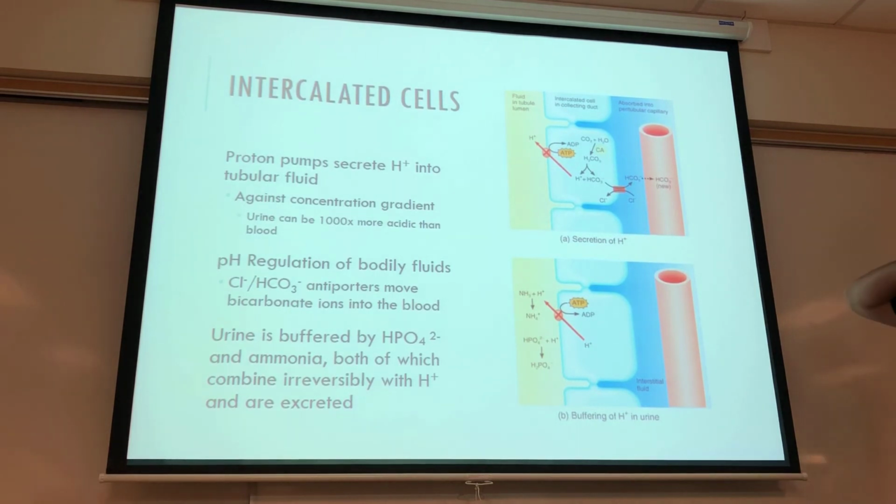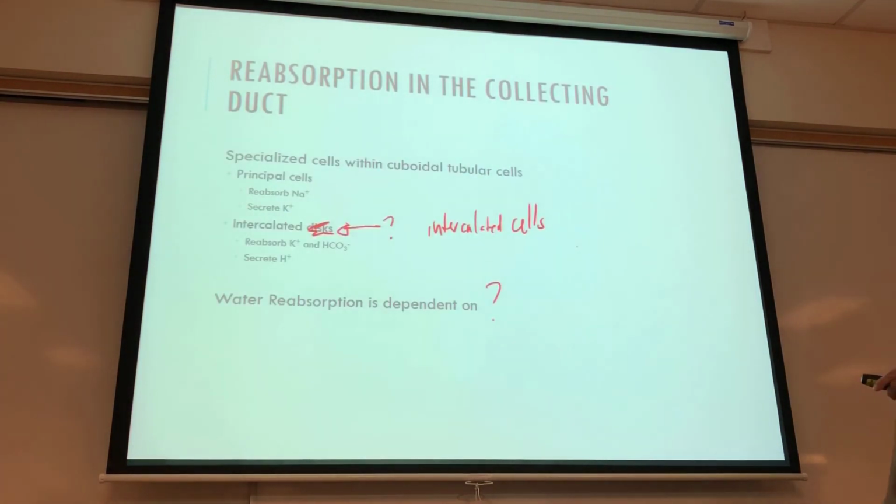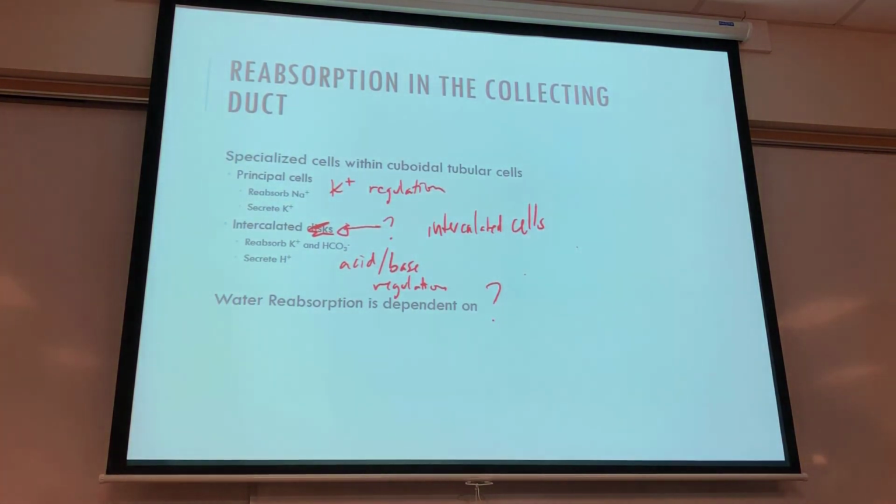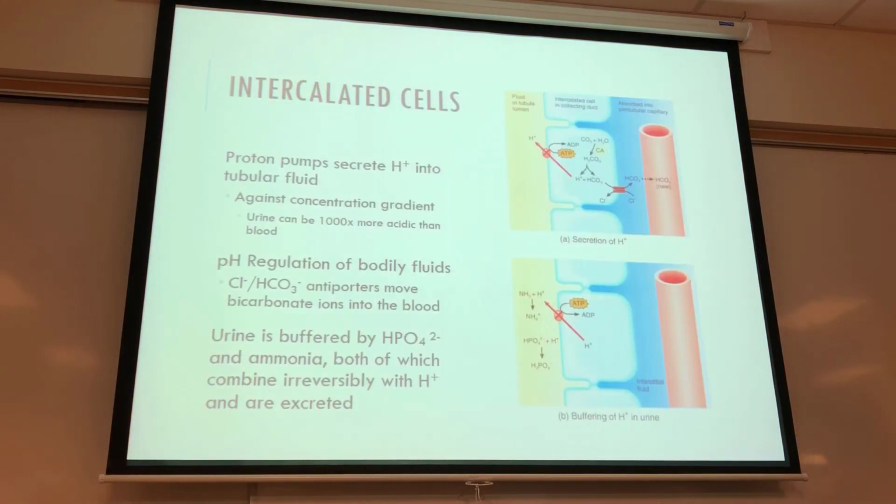Our intercalated cells, again, involve reabsorption of potassium and bicarbonate and secretion of hydrogen ions. So if principal cells were more governed towards potassium regulation, intercalated cells govern acid-base regulation. They secrete hydrogen and they also reabsorb bicarbonate. Bicarbonate, again, is important for buffering. So take a look at what's happening with our intercalated cells. Again, we want to secrete hydrogen ions and reabsorb bicarbonate.